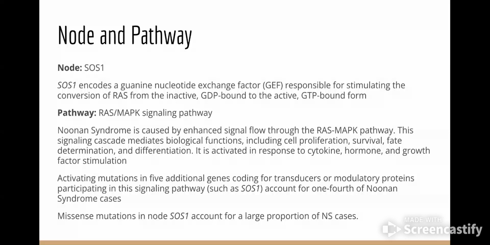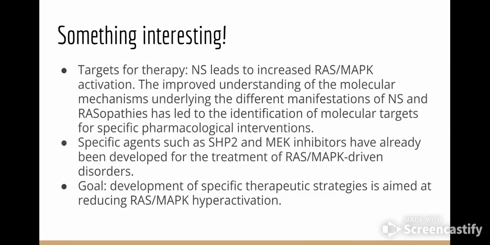So, activating mutations in 5 genes coding for transducers and modulator proteins participating in this pathway, an example being SOS1, account for about 1/4 of Noonan syndrome cases, and missense mutations in node SOS1 account for a large portion of cases as well. Something interesting.